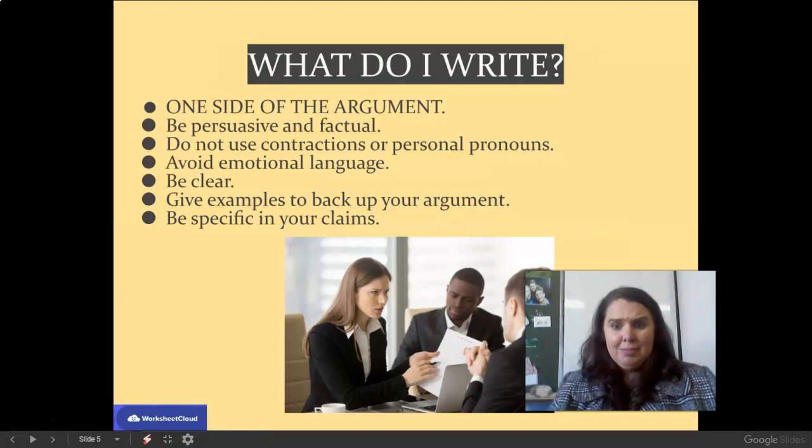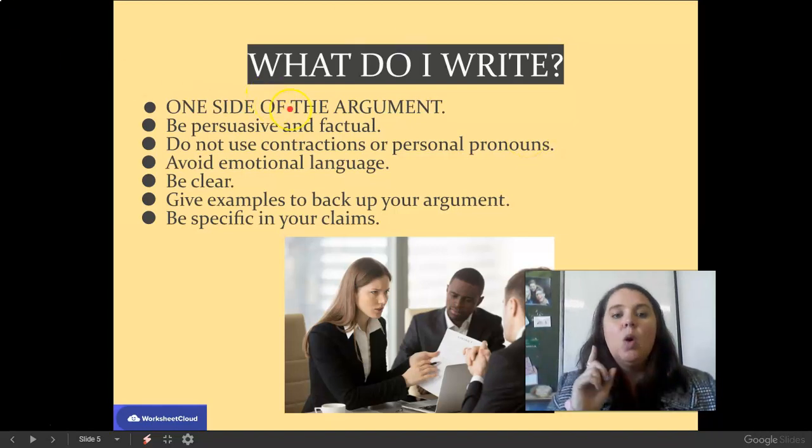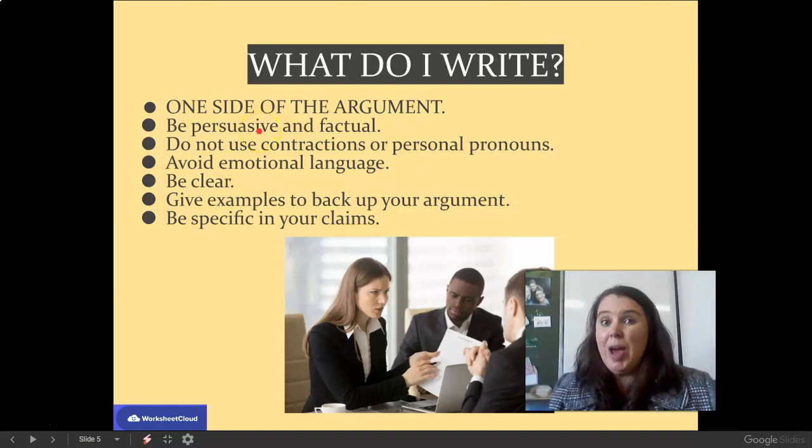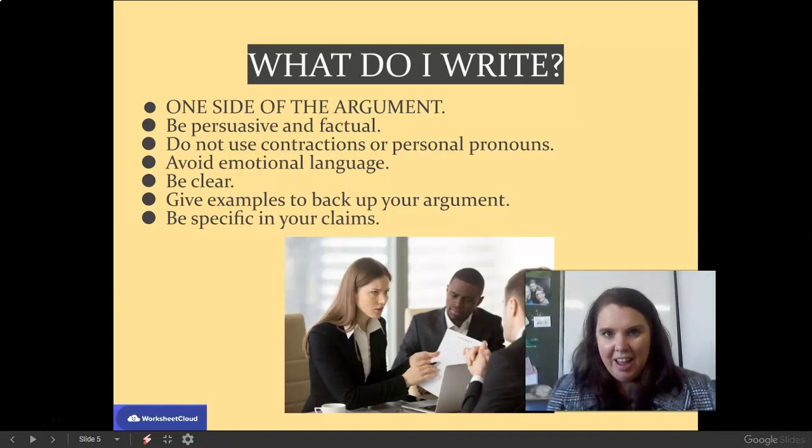Right, so what do I write? When you are looking at an argumentative essay, it has to be, like I've said here, one side of the argument only. You must be persuasive, but you have to be factual. An argumentative essay will only get you the win if you actually provide facts. If you just state opinions, that's not proving your point. And you must not use contractions, personal pronouns, or emotional language. It must be very factual, very to the point, so that it is persuasive.